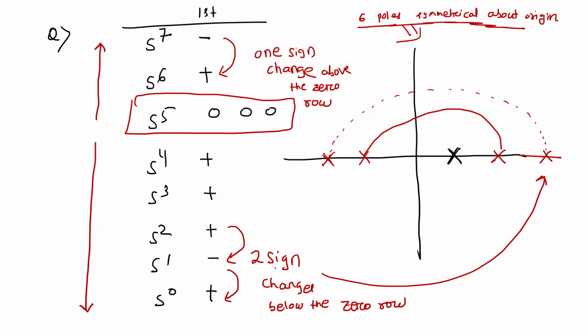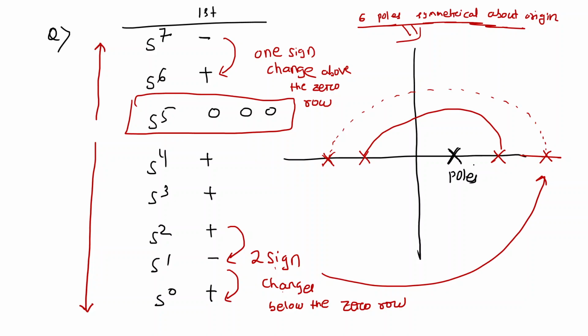But how many poles, how many sign changes below the 0 line, have a symmetrical pole, and how many sign changes above the 0 line don't have a symmetrical pole? It means this black pole doesn't have a symmetrical pole on the left hand side. That doesn't matter, I don't care about that. So now I have placed 5 poles.